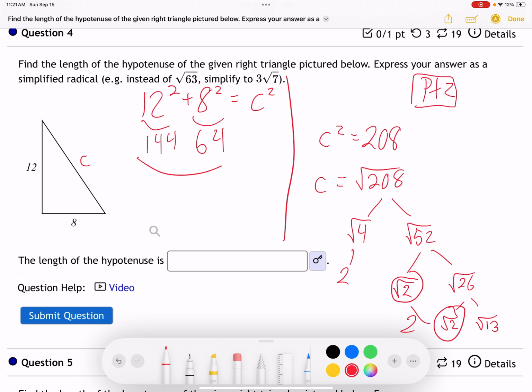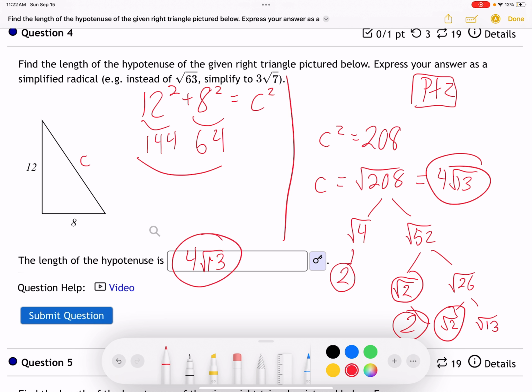And so let's write down our final result. This is the same thing as 2 times 2 root 13, 4 root 13. And that will be our final answer here. 4 times the square root of 13 is the length of the hypotenuse. We could put that into a calculator and get a decimal and round it, but this is our simplified radical form. It's the same idea as the previous ones. You just get a radical at the end and you simplify it.